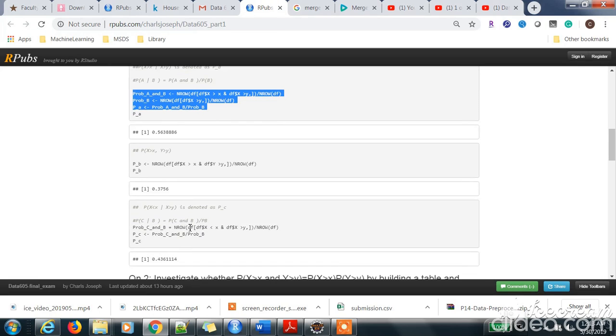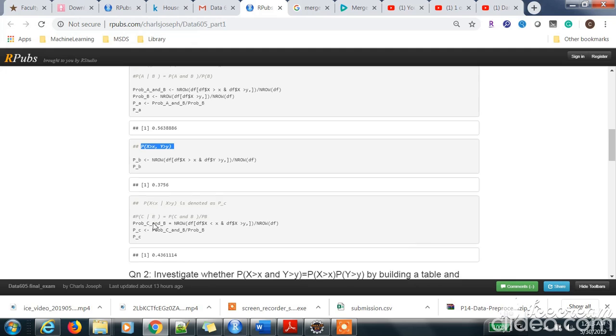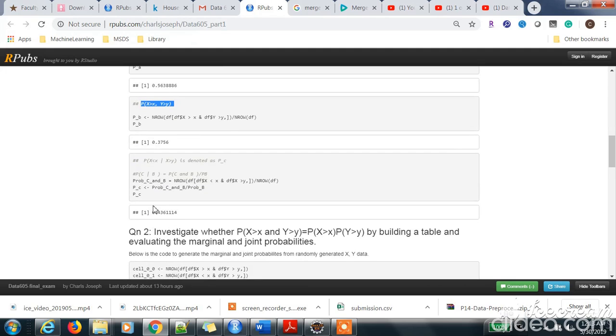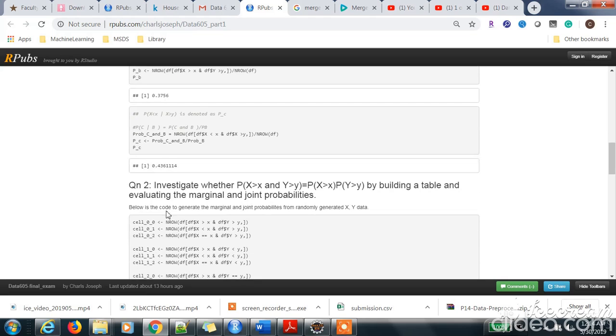And similarly, the second probability is very similar to P(A and B). Similarly, you can find the stats from the given data using this formula. And the third one is basically again a conditional probability which you can easily find from the test data using this formula, which came up as 0.43.